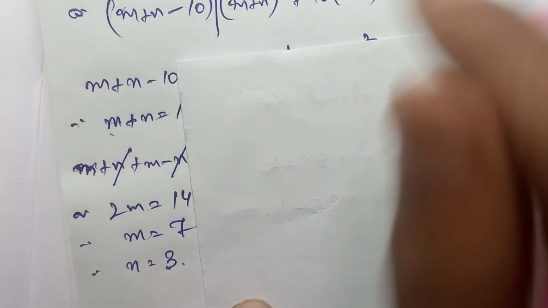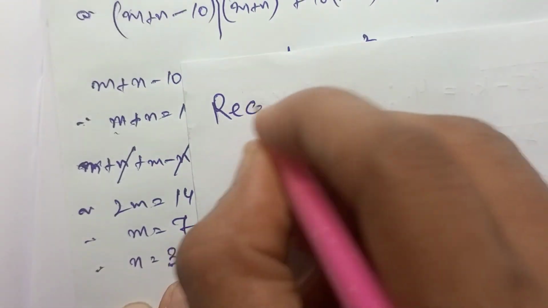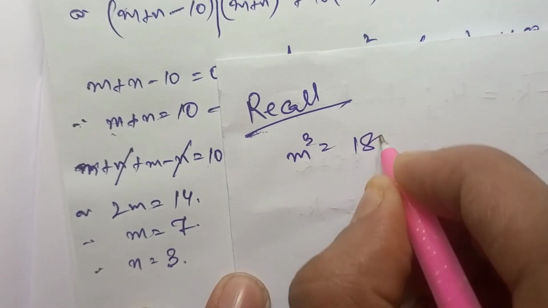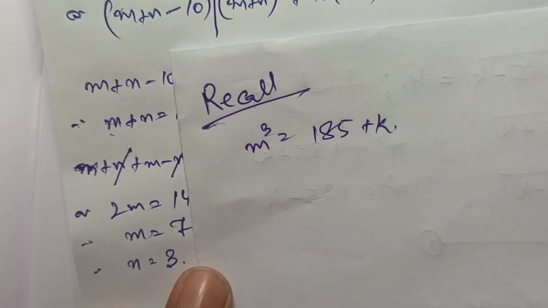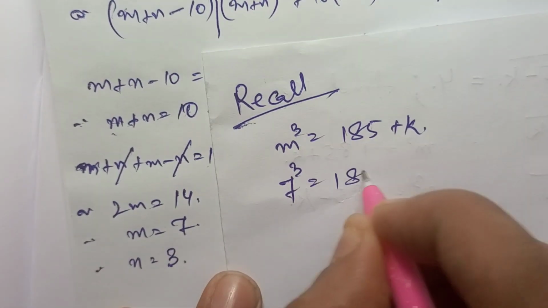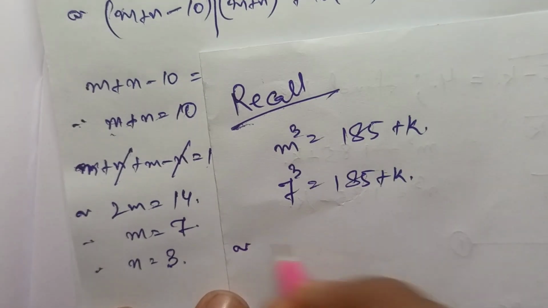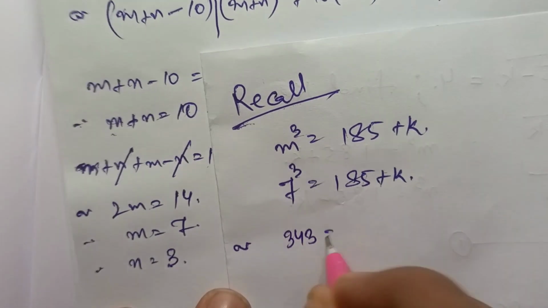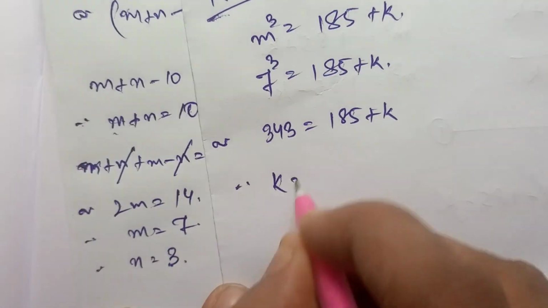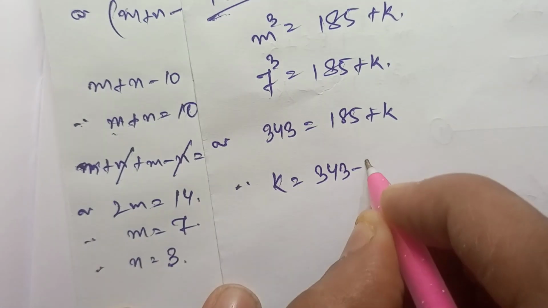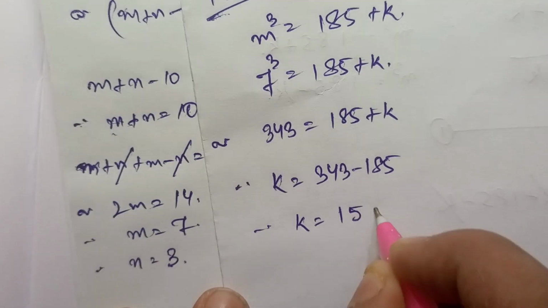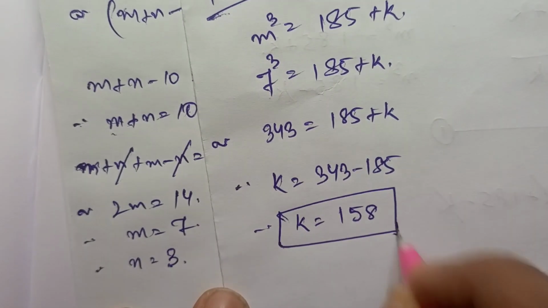Now we have to recall the equations we assumed earlier for m and n. Okay, we let m cube equal to 185 plus k. Just put the value of m, which is 7, in the equation. We can write it as 7 to the power 3 equal to 185 plus k. 7 cube is 343, equal to 185 plus k. So now we can take the value of k from here, which is 343 minus 185. If we subtract 185 from 343, we get 158, which is the value of k.